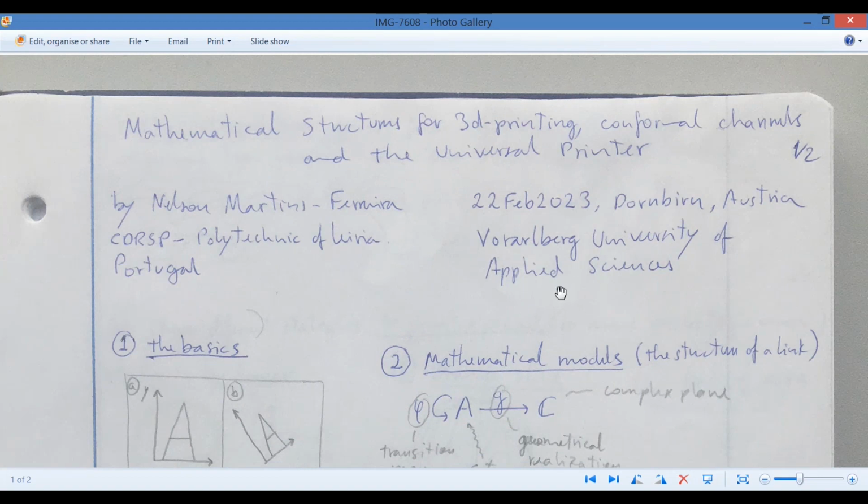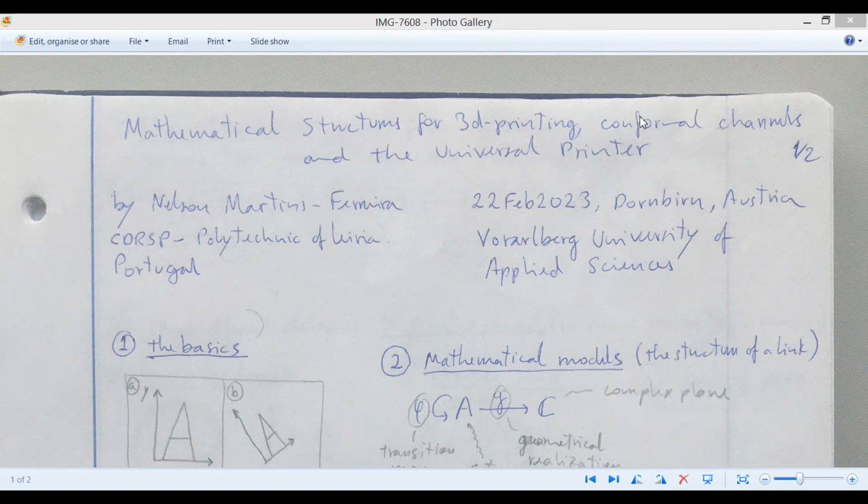So I'm happy to be here with a new concept of seminar. So we are having a joint seminar between Dornbirn and Leiria. So maybe if I can turn on my camera also. Yes. Yep, you can see me.